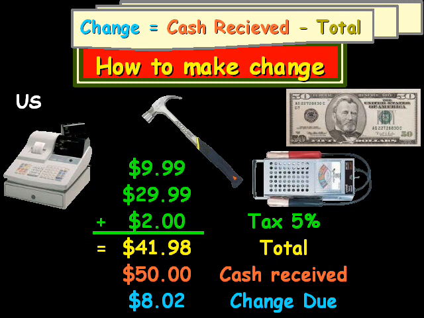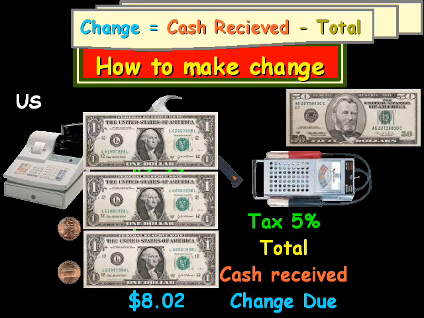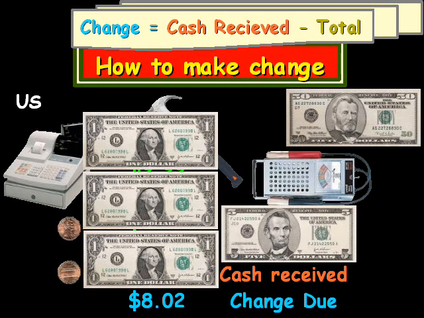And of course, there's a way to double check this. We count out 2 cents to bring us up to $42, and then we count out 3 ones to bring us up to $45. Then we count out a $5 bill to bring us up to $50, and then we end up giving the customer their $8.02 back.